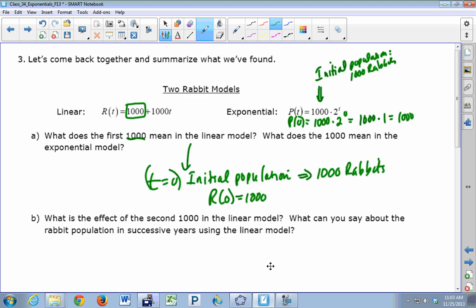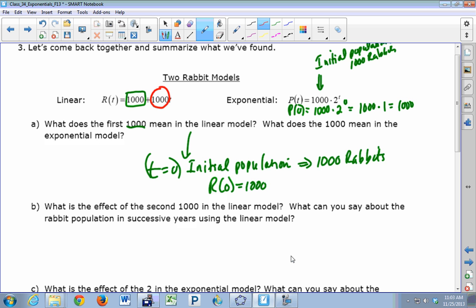What's the effect of the second 1,000? That's this 1,000 right here in our linear model. What's the effect of that 1,000? What does that 1,000, that second 1,000 do in the linear model? It's the yearly population increase, right?